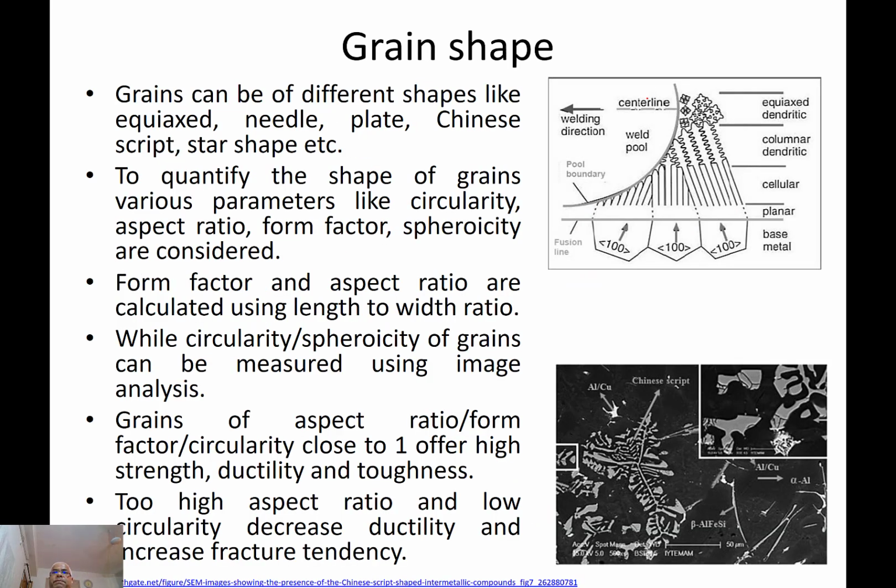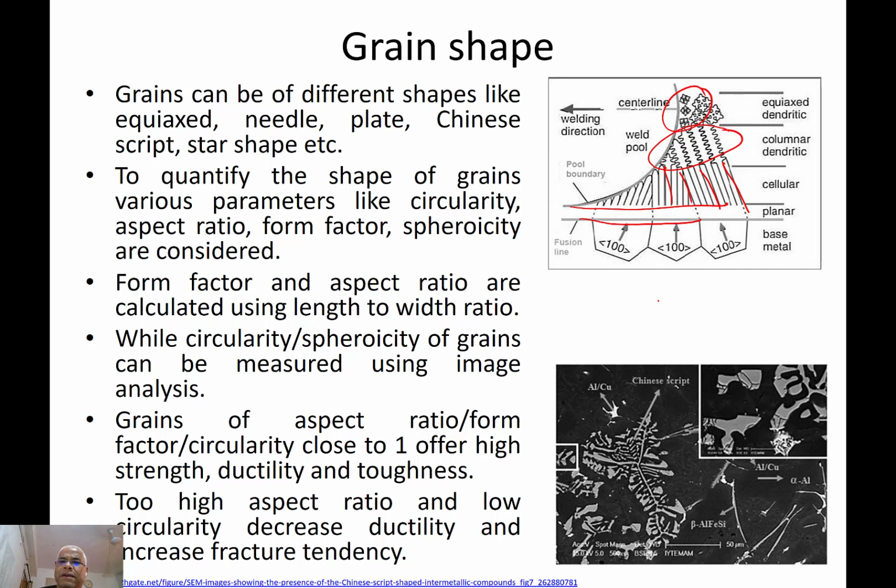As far as the shape is concerned, grains are found in different shapes, which may be simply in the form of planar grains like this. These may be in the form of cellular grains like this. These may be in the form of dendritic grains or equiaxed grains. These are the four simple types of grains.